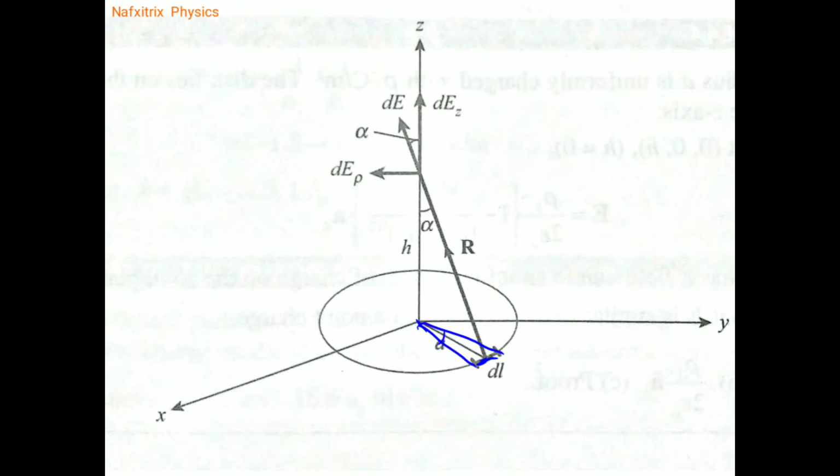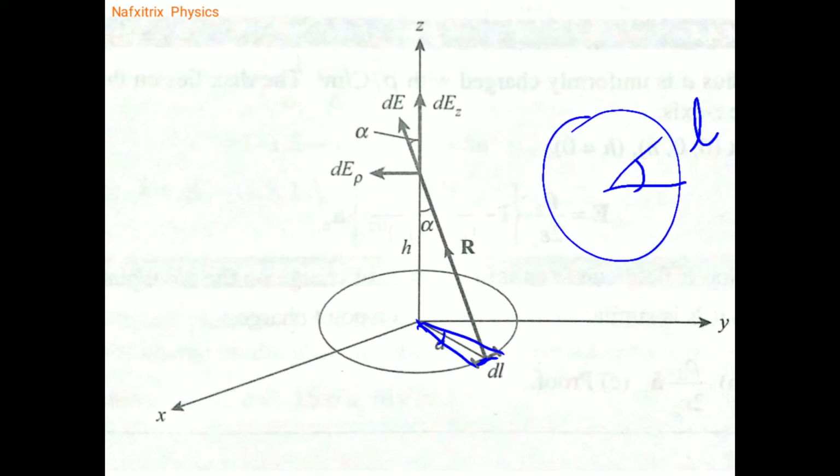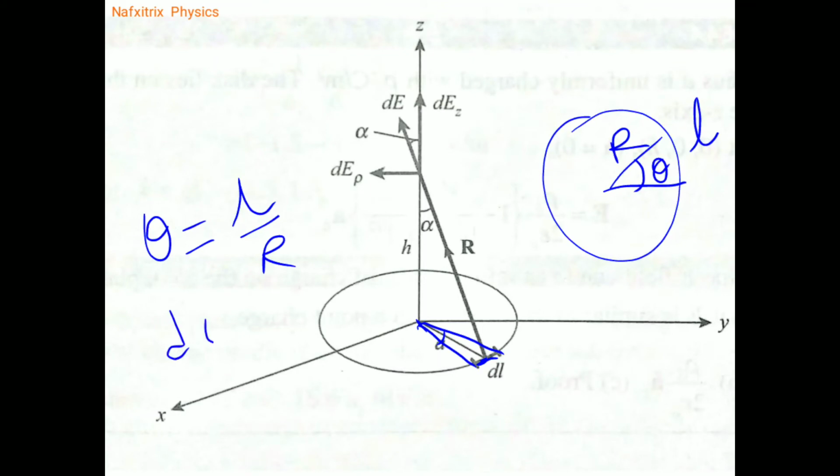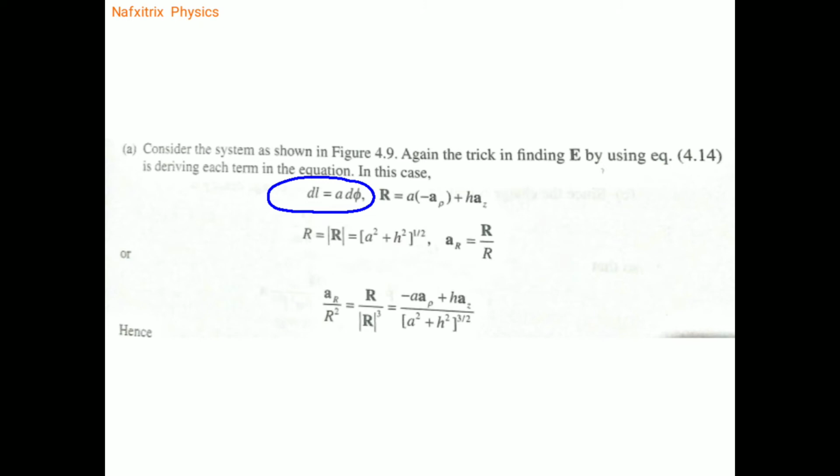If this is a circle and we have an arc of length, it would be making a certain angle. Theta is L by R, where R is the radius of the circle. Here in this case we have d phi. So the angle d phi is equal to dl by a, as the radius of the ring is a. So dl is nothing but a d phi.